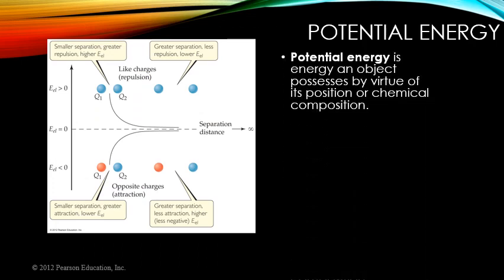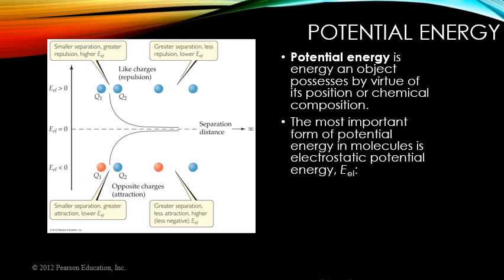Potential energy, which is the energy stored in bonds between atoms, is energy that an object possesses by virtue of its position or its chemical composition. When we talk about position, we can talk about how closely those particles are spaced toward each other. And if we're talking chemical composition, it could be whether it's a single bond or a double bond or a triple bond.